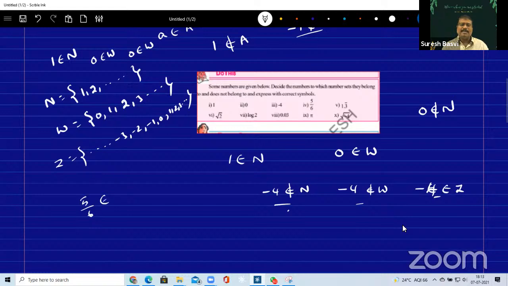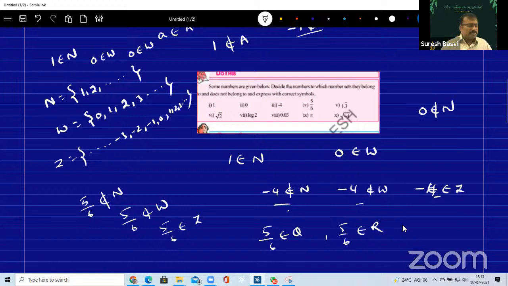You can easily write it as 5 by 6 does not belong to N. 5 by 6 does not belong to W. 5 by 6 does not belong to Z. And 5 by 6 belongs to Q. 5 by 6 belongs to R. Am I right? Okay, I think I am right. So 5 by 6 belongs to R.